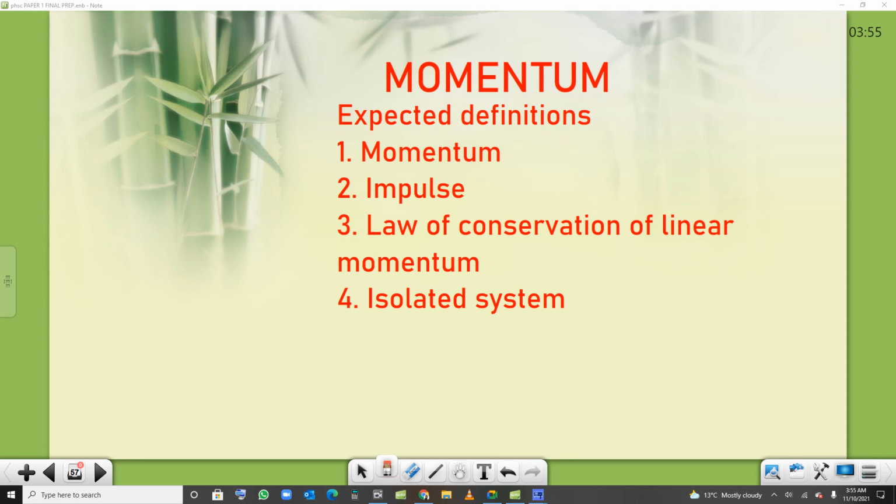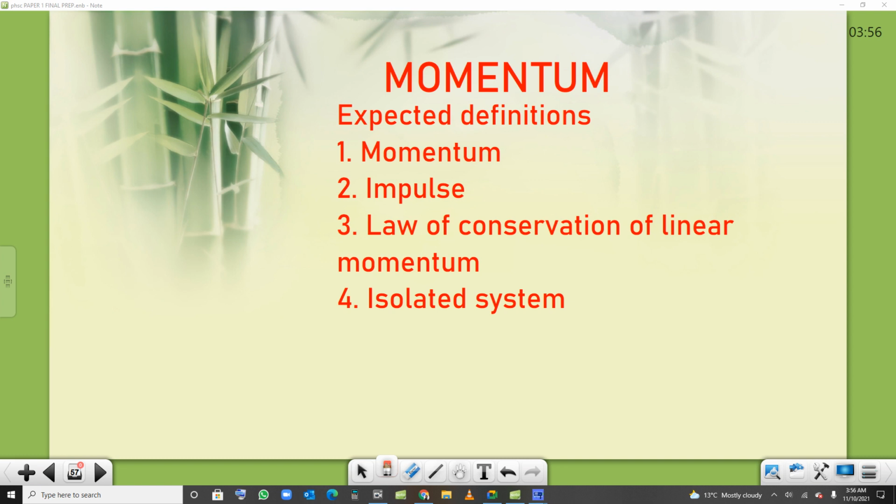Done with momentum in the next 20 minutes or so, because I want to get to some other topics. What are my expected definitions? Define momentum, which is the product of mass and velocity. Be able to define impulse, which is the product of net force and the time taken for the force to act on an object. The law of conservation of linear momentum: in an isolated system, the total linear momentum is conserved.